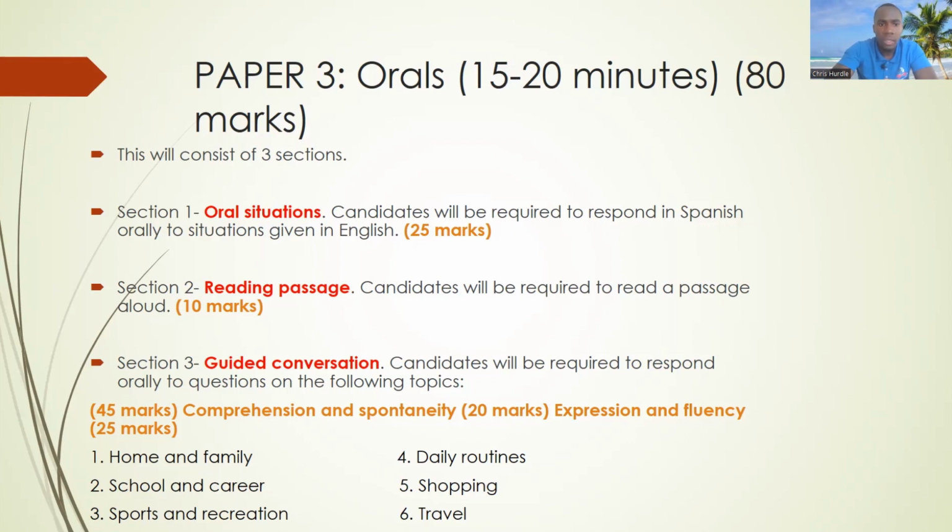Section 3 is the guided conversation. So this is where candidates will be required to respond orally to questions on the following topics, right? So these are the topics that would be used to form a conversation: home and family, school and career, sports and recreation, daily routine, shopping and travel. So those 6 topics would be used, right? And of course, you'll be graded based on how you express yourself as well as your fluency.